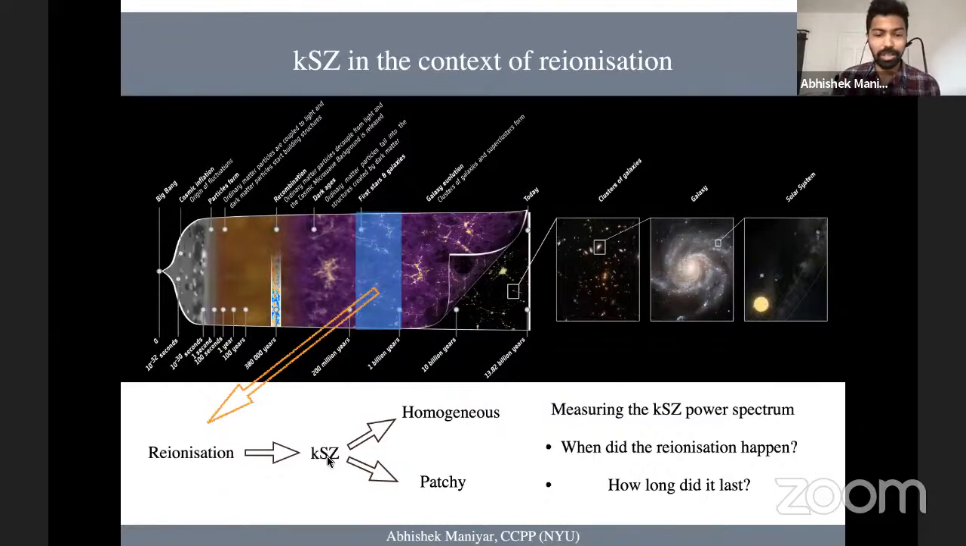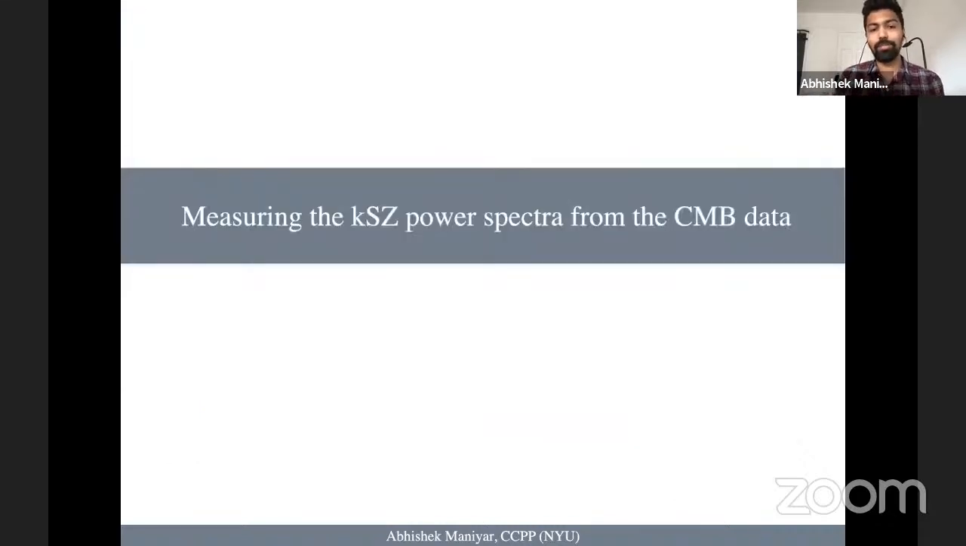This just tells us that if we are able to measure the total KSZ power spectrum really well, we can potentially constrain the patchy component of the reionization, and that will give us an idea of how long the reionization lasted, as well as when it actually happened. So that is the motivation in measuring the KSZ power spectrum from the CMB data. Now, this seems straightforward, but is it really?